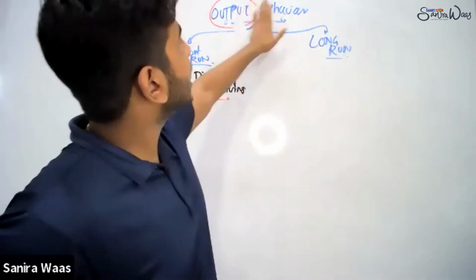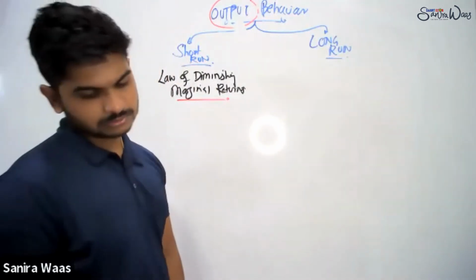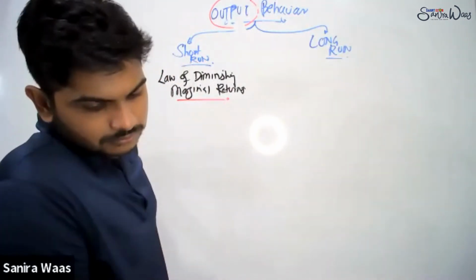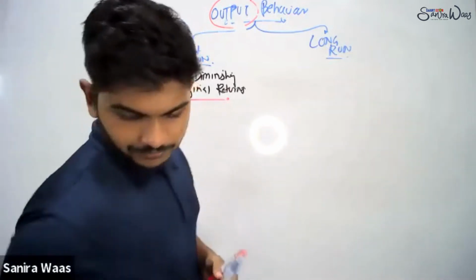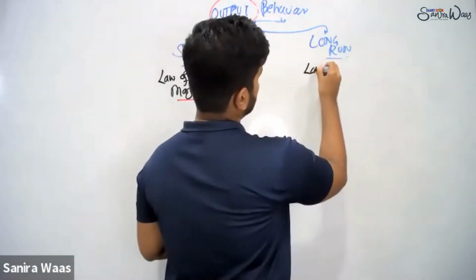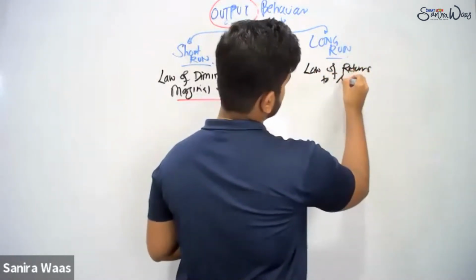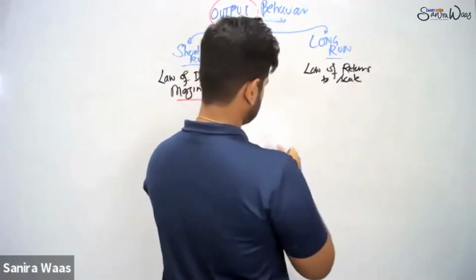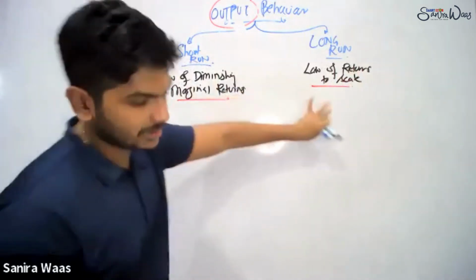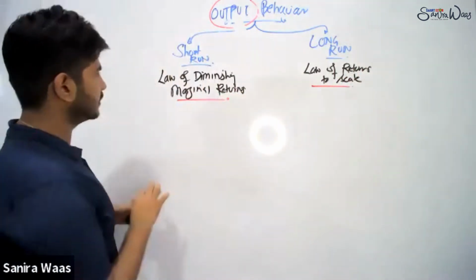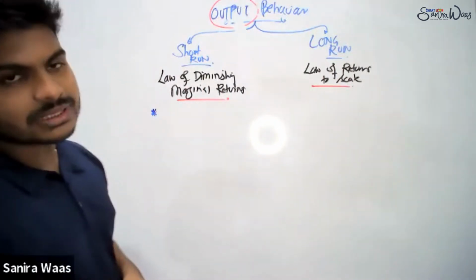Tell me what is the output behavior in long run? Yes, it is what? It is law of returns to scale. Right? So මේ දෙක තමයි අපි differentiate කරලා අදින්න යන්නේ. Right. දැන් මට කියන්න what do you mean by law of diminishing marginal returns? Law of diminishing marginal returns කියන්නේ මොකක්ද?